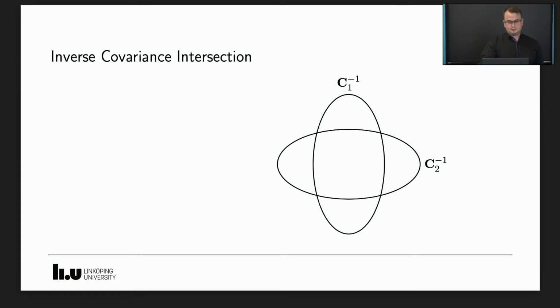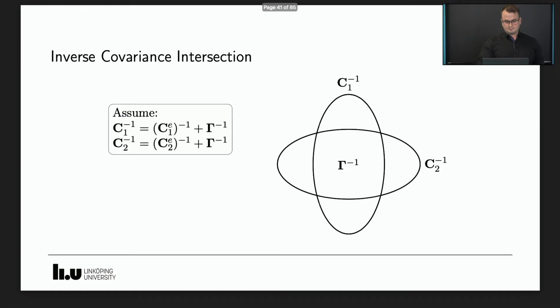Turning to inverse covariance intersection, we instead move to the information domain. So now I have plotted the two information ellipses. Inverse covariance intersection assumes correlated information, of which common information is a special case. So I will only show here the common information. In this case, it is assumed that C1 inverse and C2 inverse can be decomposed into the common information, where gamma inverse is the common information shared by the two estimates.